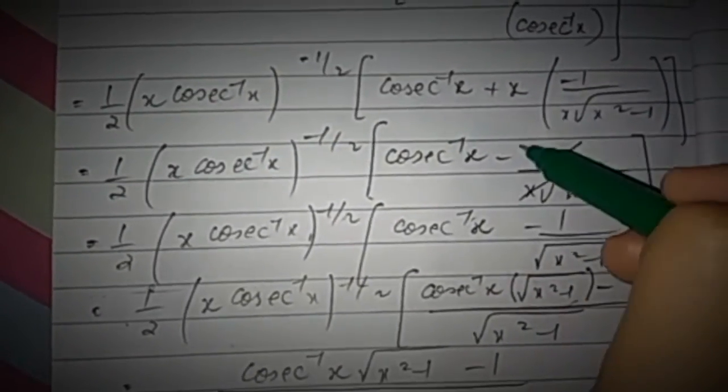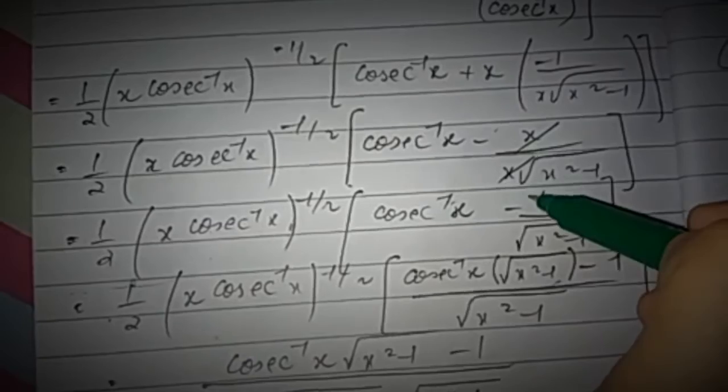So plus minus minus, this plus minus minus, and x upon x and root x square minus 1. Due to x in the numerator and denominator, we have to cancel the x: minus 1 by x and root x square minus 1. Further we have to solve by taking the LCM of these both. So the LCM comes here.